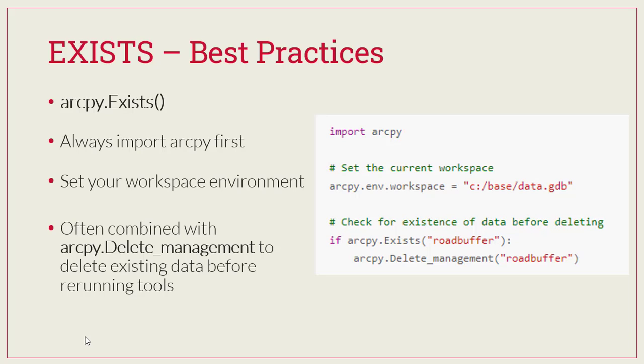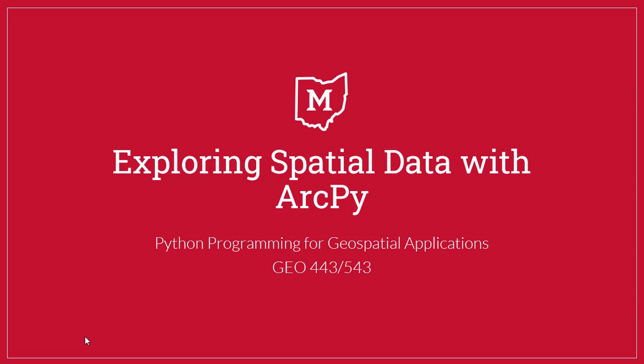Then we're going to use Delete Management. This is one common practice that goes along with the Exists method. So arcpy.Delete_management, and then you delete that data set. What that does is, if it exists, it's just going to delete it, and the rest of your script is going to be able to proceed without any errors telling you that things already exist. All right, so that was arcpy.Exists. Move forward and you'll get to your next mini lecture on your next exploring spatial data with ArcPy.